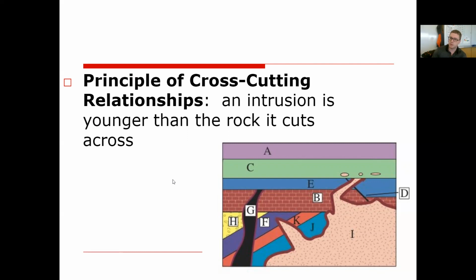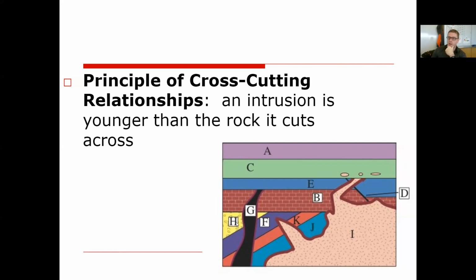So if I looked at this picture here, my intrusions, or the things that are cutting across the other layers, are letter G. It kind of looks like a dike, it's very skinny. Or in letter I here, it's much wider, cutting across. I'd say that's probably a stock, if I had to guess there.